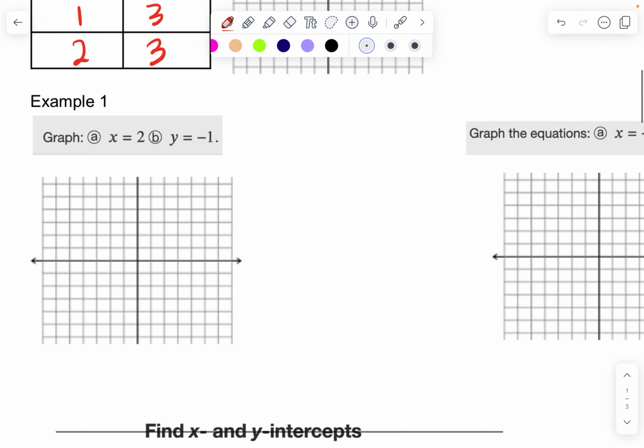So if we graph these, x equals 2, I go to where x is 2 and just draw a vertical line through that. Y equals -1, I go to where y is -1 and draw a horizontal line through that.